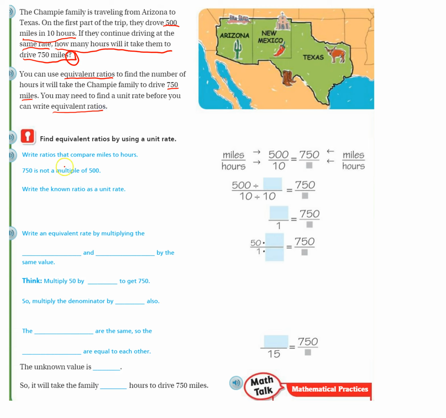Okay, so write ratios that compare miles to hours. So we have miles over hours, 500 miles to 10 hours, 750 miles to how many hours? Okay, 750 is not a multiple of 500. So we can't just simply say, well, what would I multiply 500 by to get 750? Because there isn't anything that we can do. So, write the unknown ratio. Okay, so we're going to write it as a unit rate.